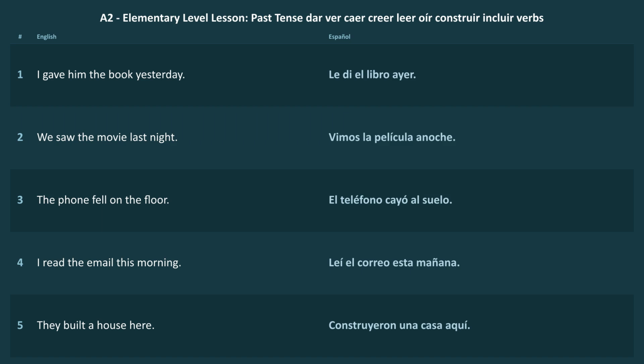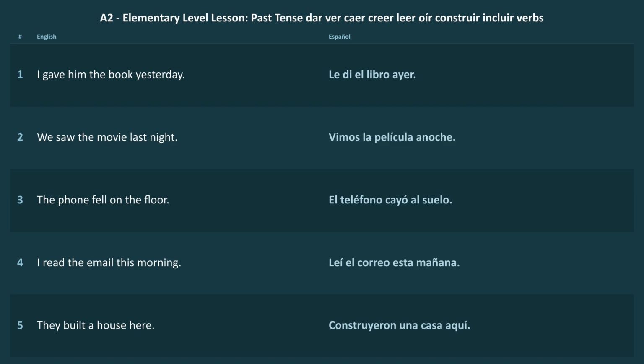Second pattern, verbs like caer, creer, leer, oír, construir, and incluir have that Y sound in some past forms. You'll hear cayó, creyeron, leyó, oyeron, construyó, incluyeron. That Y is your clue. If the verb has a vowel meeting another vowel in a form like that, Spanish often slides in a Y to keep things smooth.